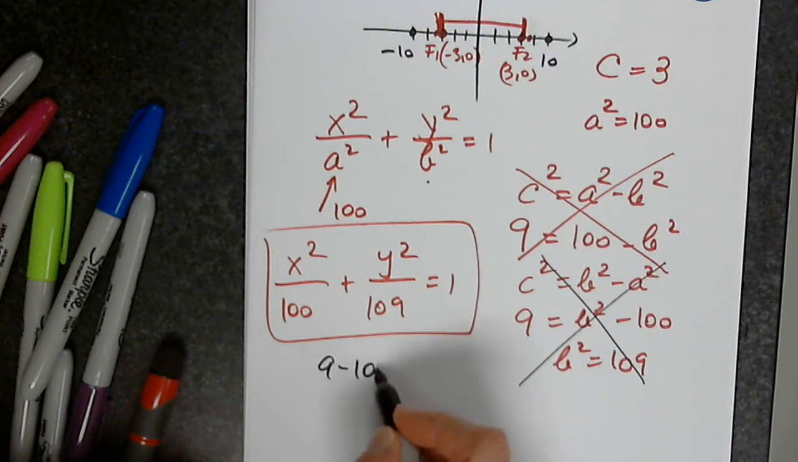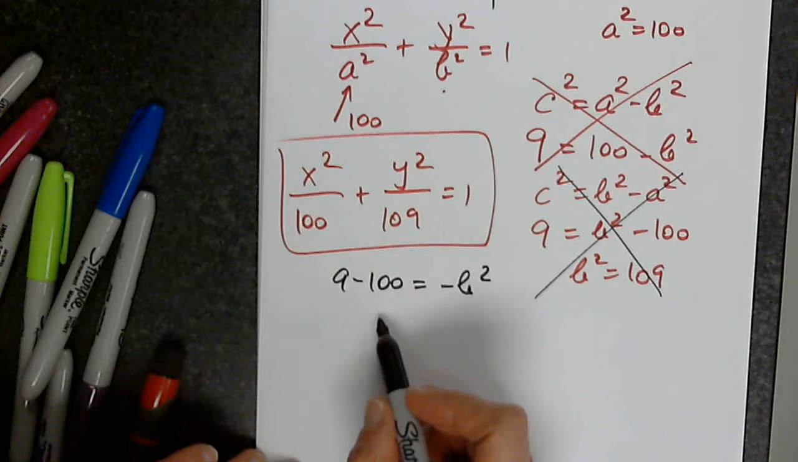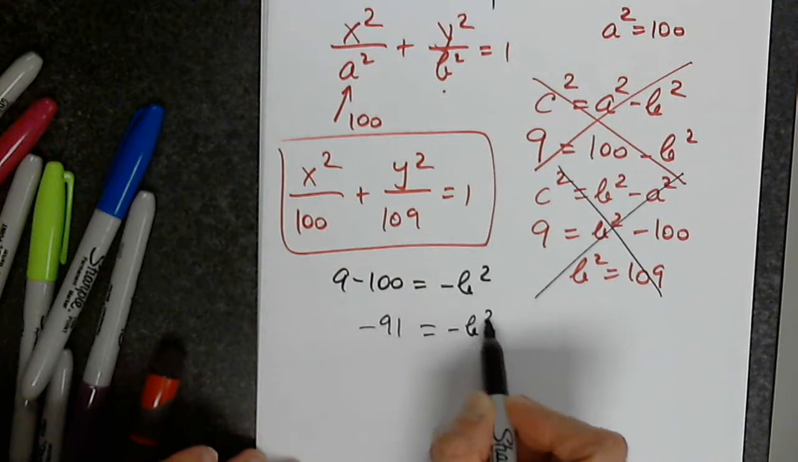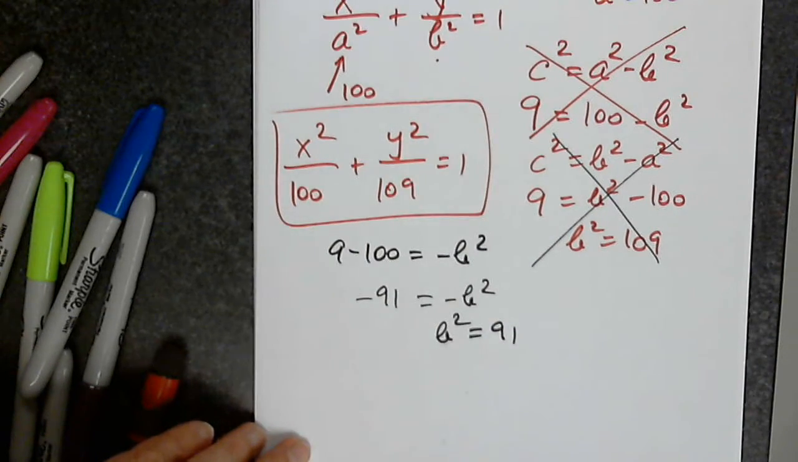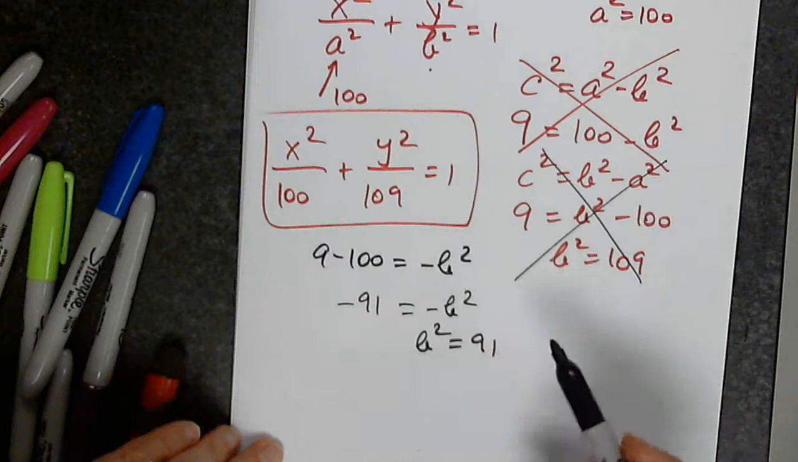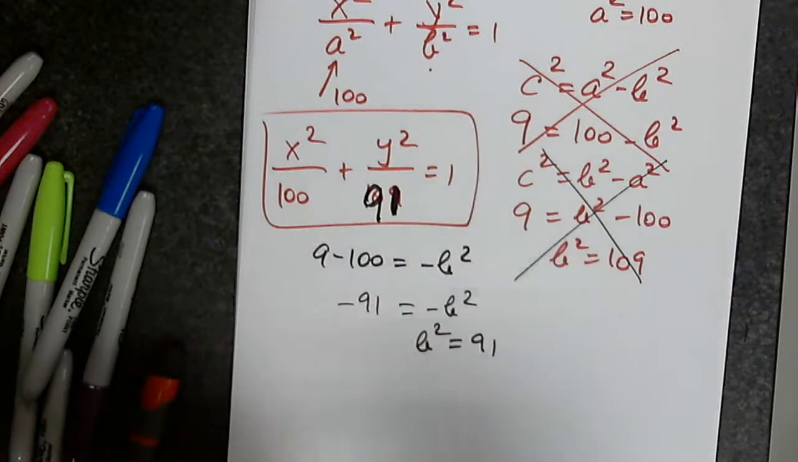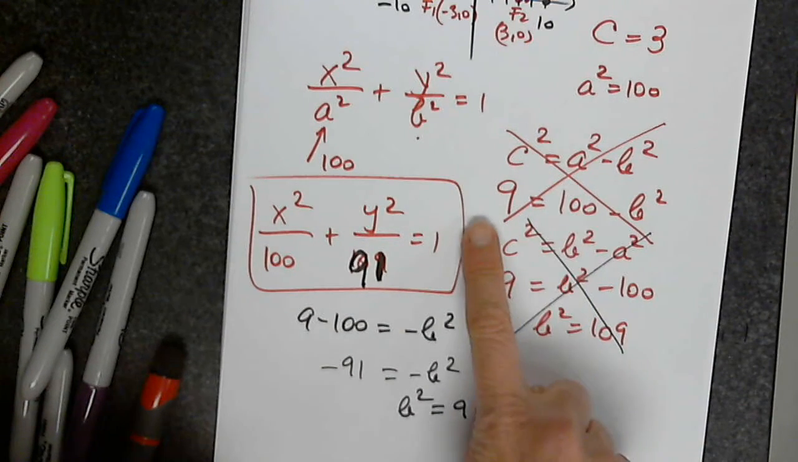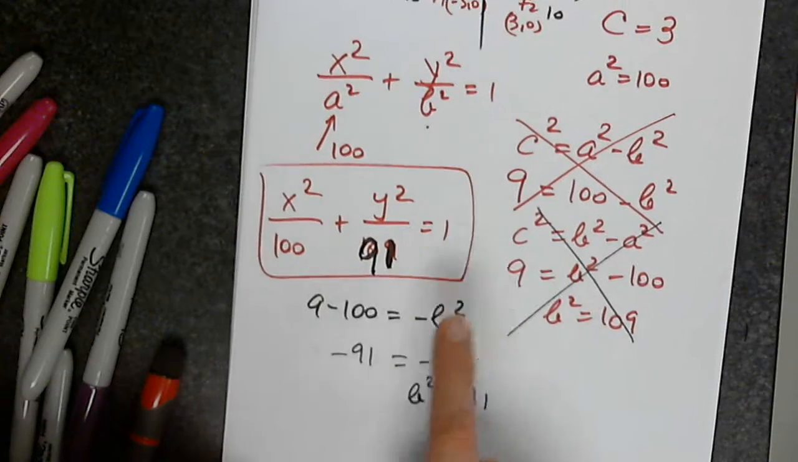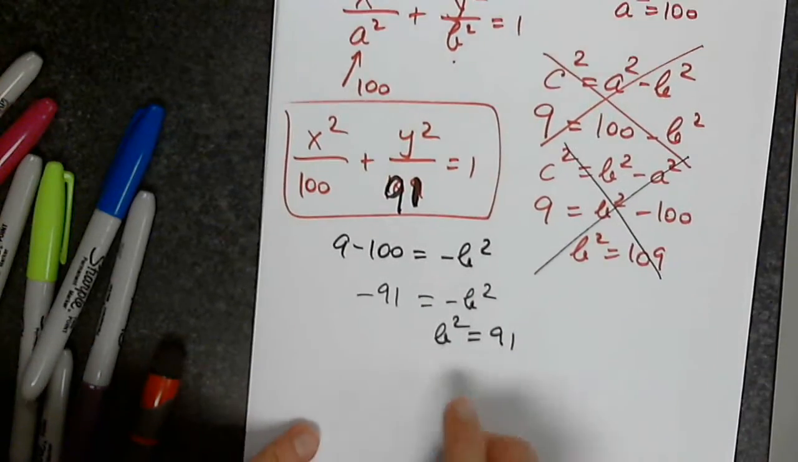So 9 minus 100 equals negative b squared. That's perfect. So it's negative 91 equals negative b squared. So then b squared equals 91. Sorry about that. So then b squared is 91. So this was 9 and this was 100. When I move 100 to the other side, I have negative 100 plus 9, which is negative 91. Both sides are negative. Awesome, which means b squared equals 91.